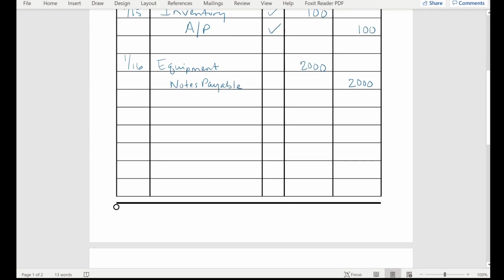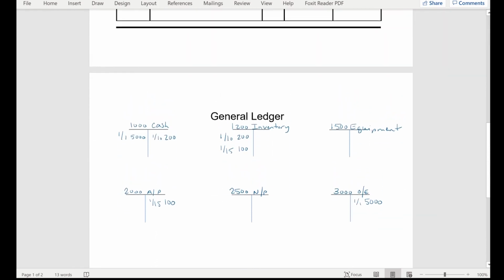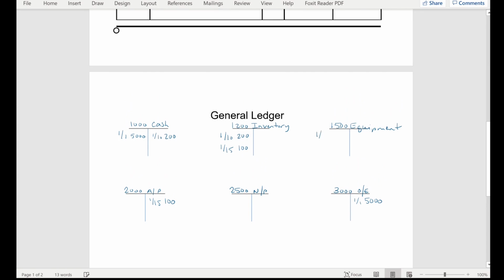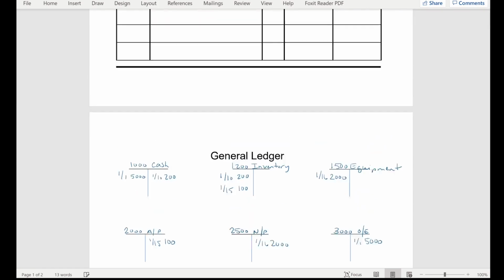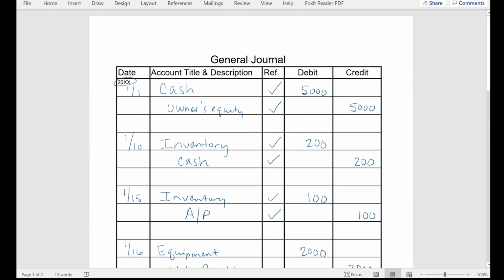The last entry that we have on here is the purchase of equipment using a loan or note payable for $2,000, and that was on 1/16. So we're going to go down to equipment, and we're going to debit equipment for $2,000. That equipment was purchased with a loan or note payable, so we're going to credit notes payable for $2,000. That's a quick look at the behind the scenes journal entries, and then transfer to that general journal to generate the business reports.